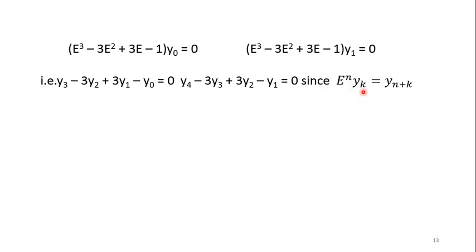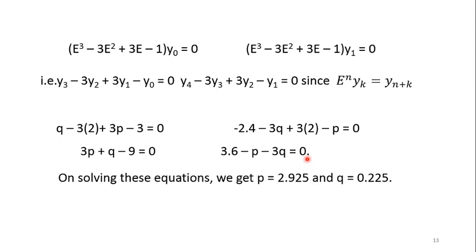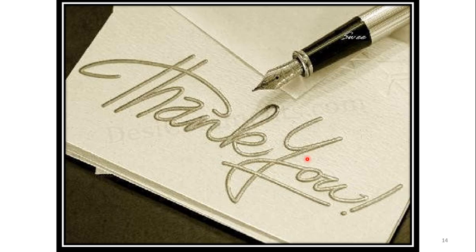Since E to the power n on yk gives y of n plus k, using this formula and substituting all these values, you will get two algebraic equations in p and q. That is, 3p plus q minus 9 equal to 0 and 3.6 minus p minus 3q equal to 0. Again on solving these equations we get p equal to 2.925 and q equal to 0.225. Thank you very much.